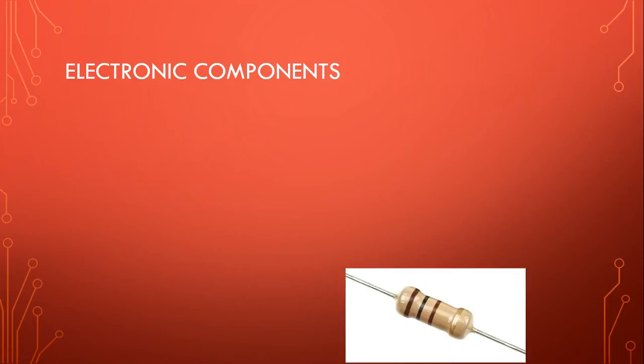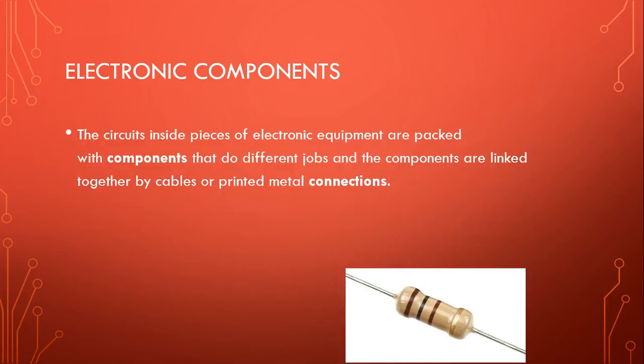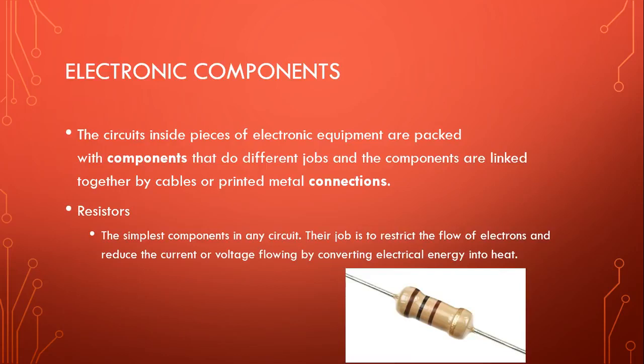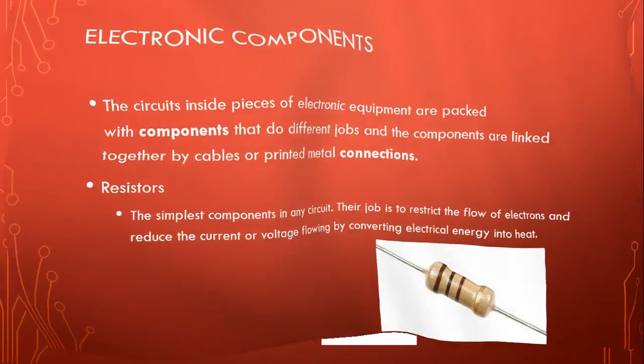Now let's talk about electronic components. The circuits inside of electronic equipment are packed with components that do different jobs, and the components are linked together typically by cables or printed metal connections. Now, the first one we're going to talk about is a resistor. Resistors are the simplest components in any circuit. Their job is to restrict the flow of electrons and reduce the current or the voltage flowing by converting electrical energy into heat. Like I said, very simple. They're resistors. They resist the flow of electricity.